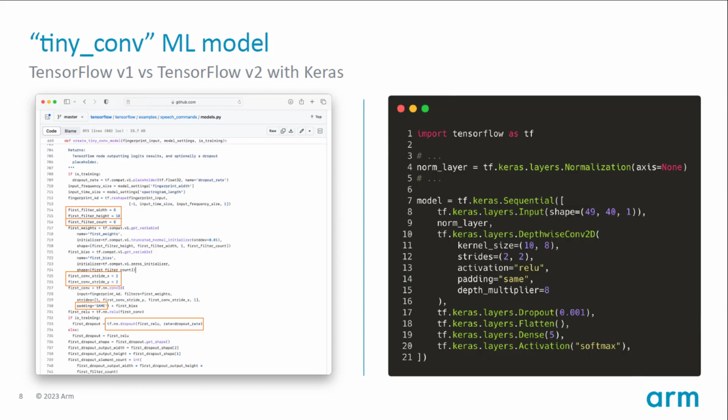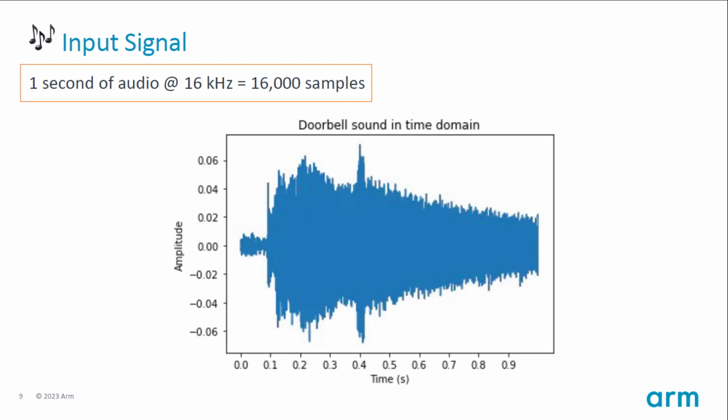And it's a bit tiny to see, but you want to use the same parameters. So for the kernel size, it's going to be 10 and 8. And the strides is going to be 2 by 2, just like that model. And it's going to use a ReLU activation, same padding, and a depth multiplier of 8. And then you can have a flattened layer to pass on to the dense layer. And instead of 4, we're going to have 5 output classes there.